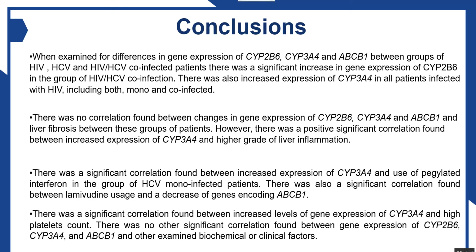There was also a significant correlation found between lamivudine usage and a decrease of the gene encoding ABCB1. There was a significant correlation found between increased levels of gene expression of 3A4 and high platelet count as well. There was no other significant correlation found between gene expression of CYP2B6, CYP3A4, and ABCB1 and other examined biochemical or clinical factors in this study.